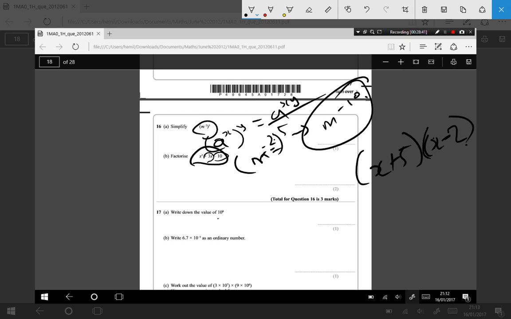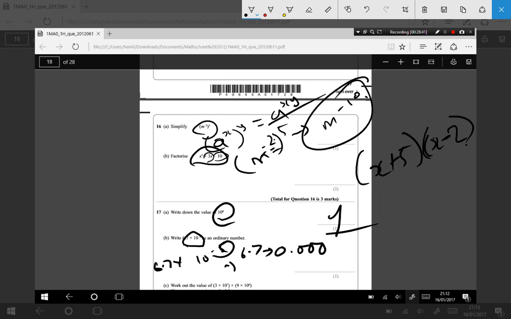Write down the value of 10 to the power of 0. Anything to the power of 0 is 1. So the answer is 1. Write 6.7 times 10 to the power of minus 5 as an ordinary number. Well, you know that it's to the power of minus 5. So all you have to do is 6.7 becomes 0. So count how many 5s there are: 1, 2, 3, 4. And leave 1 out and do 6, 7. And that's all it is. Just counting, pure counting skills.